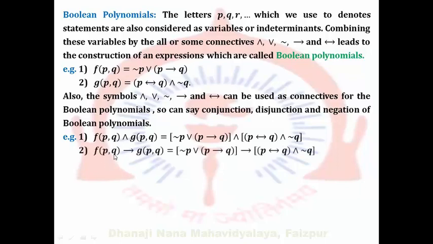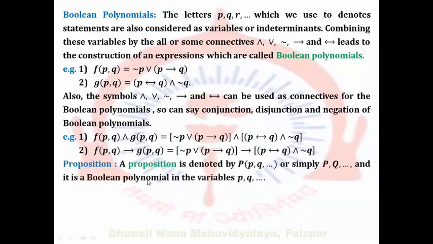Then f of p, q implies g of p, q, that is we connect these two Boolean polynomials by the connective implies. So that is nothing but equal to negation of p or p implies q, implies p double implies q and negation of q.